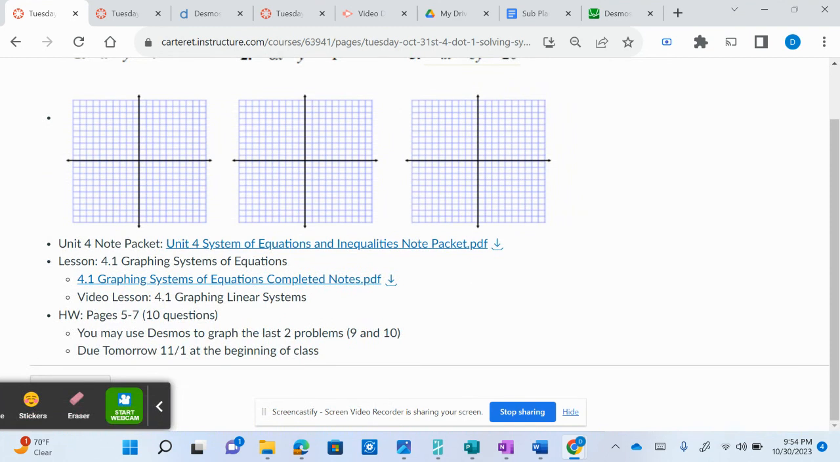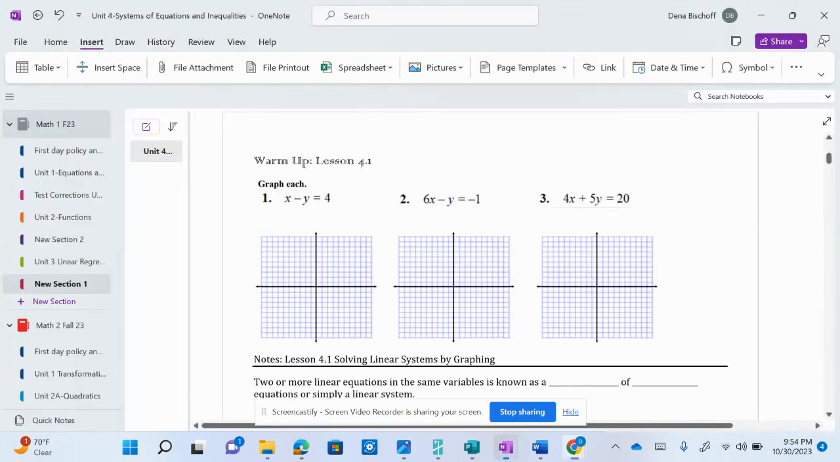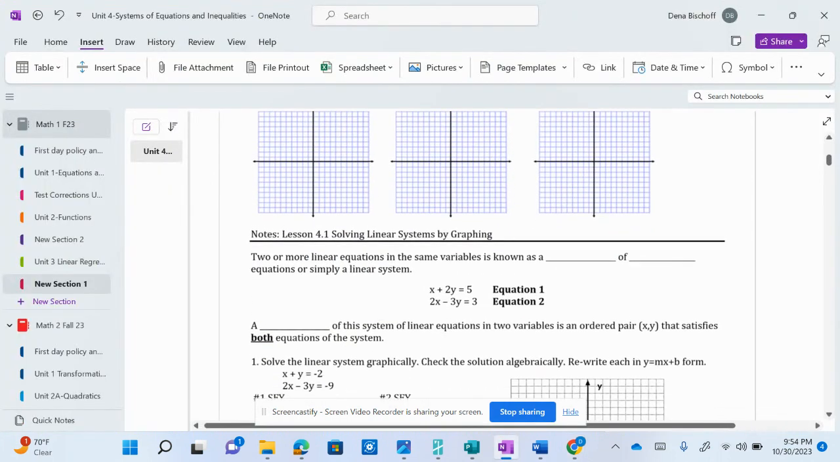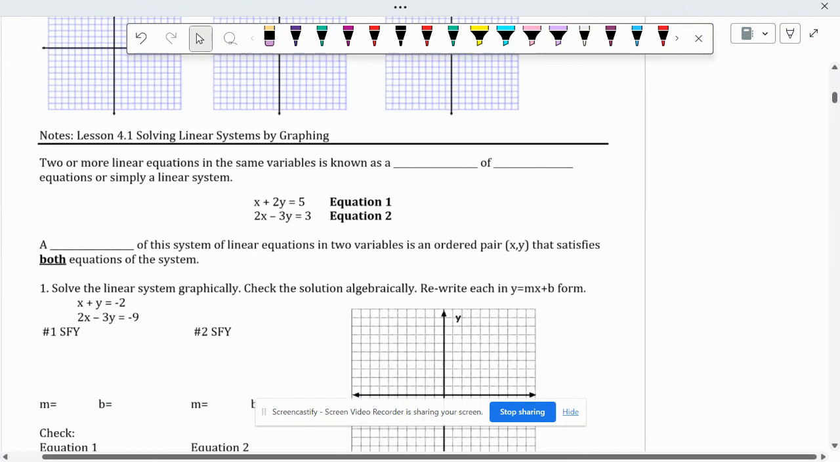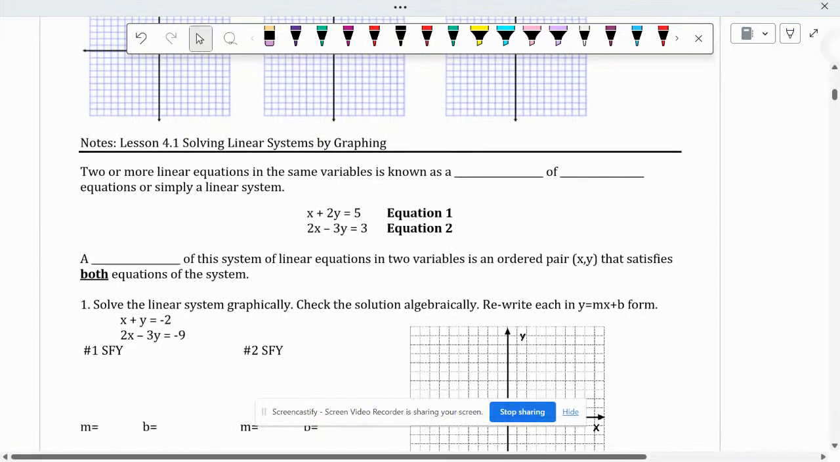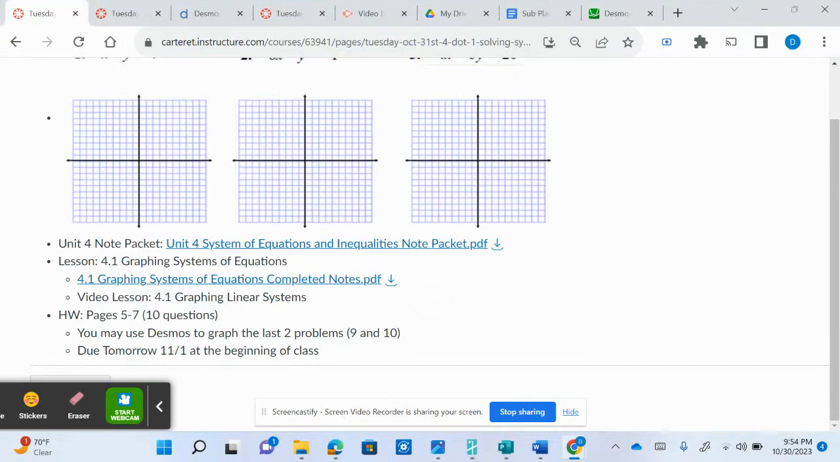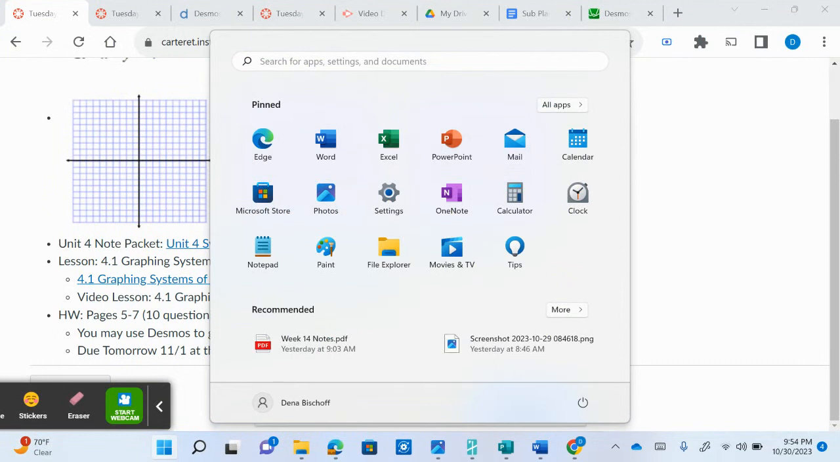Today's lesson is on graphing systems of equations. All right. So what is a system? Well, a system is when you have two or more. Oh my goodness, my OneNote just quit. Hang on one second.